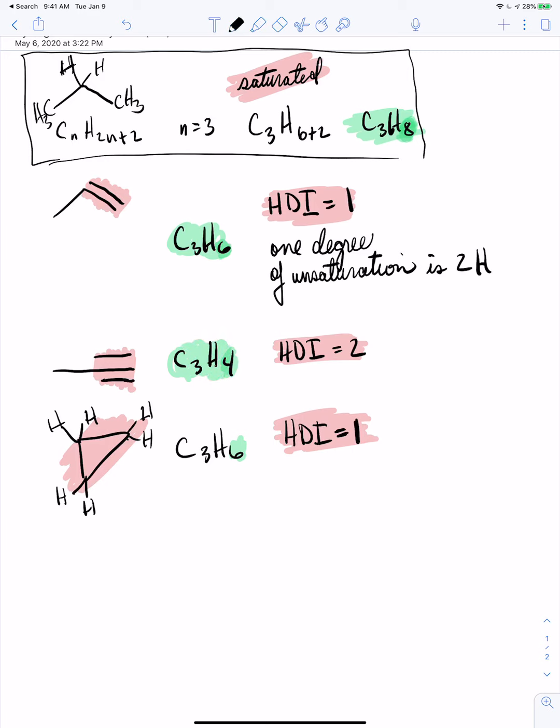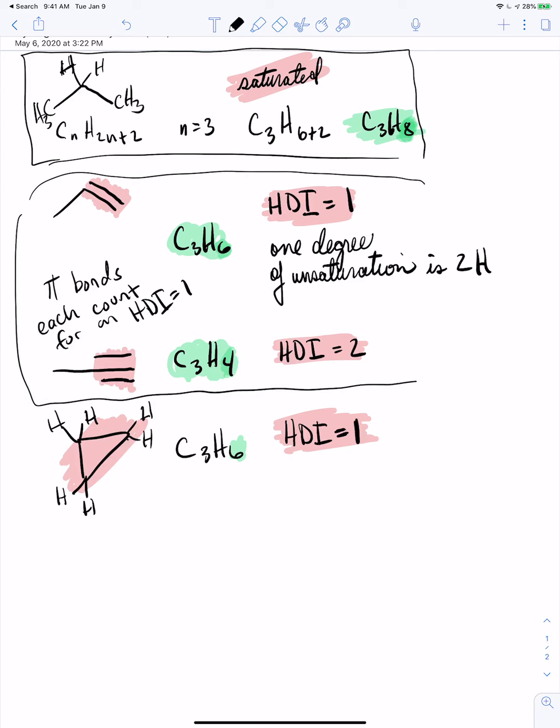So we can deduce a rule here that pi bonds each count for an HDI equal to 1. That's what we deduced here, right? Every time I add a pi bond into a molecule, it'll be 2 hydrogens down from whatever the parent chain would be. Okay, and that's not unique to propane. We're just using that as a molecule to learn on.